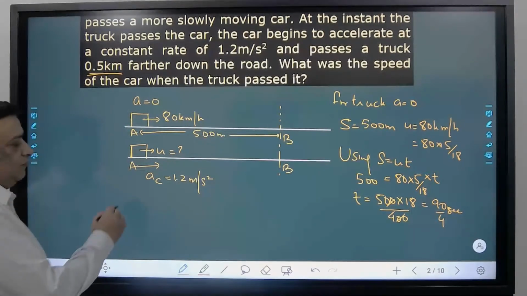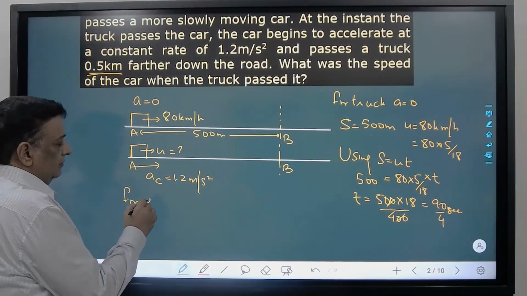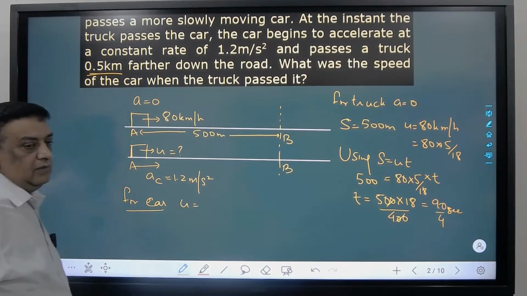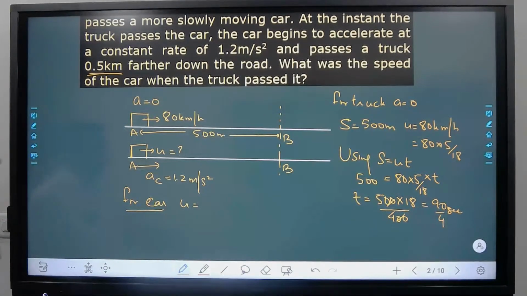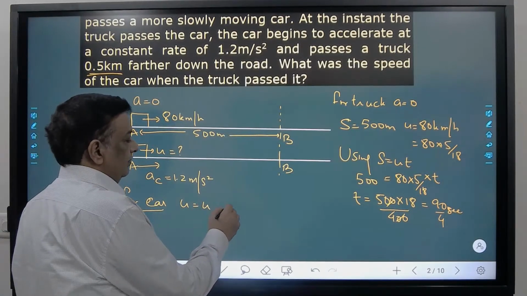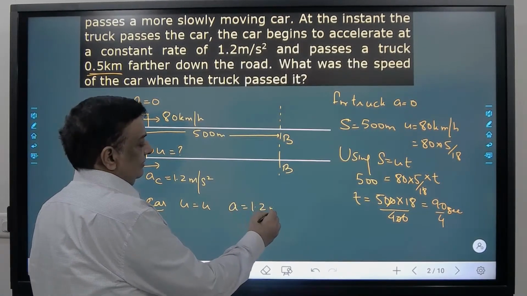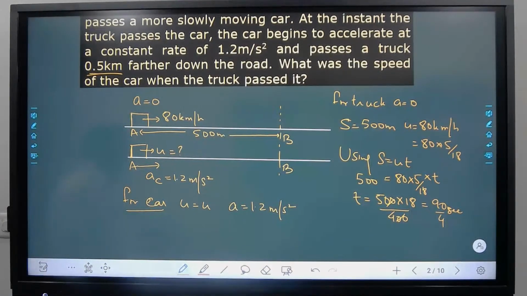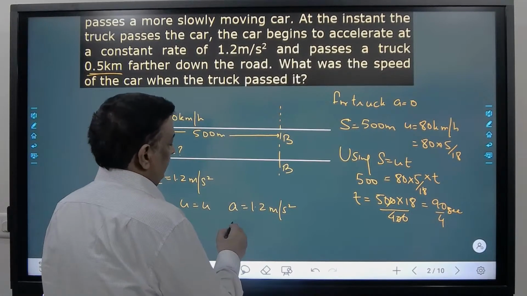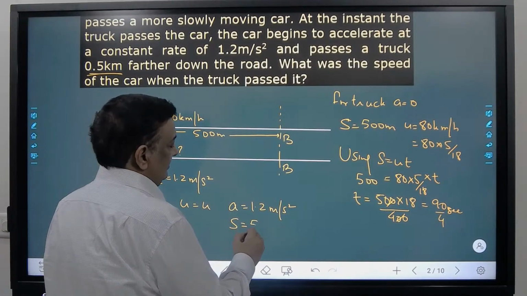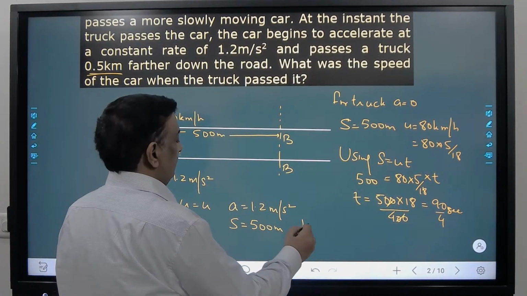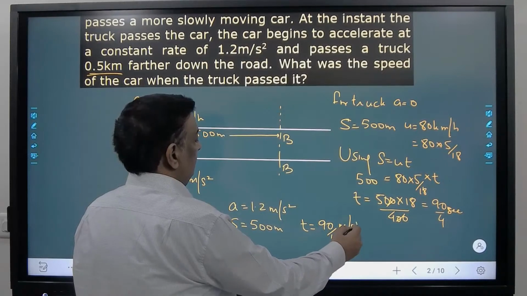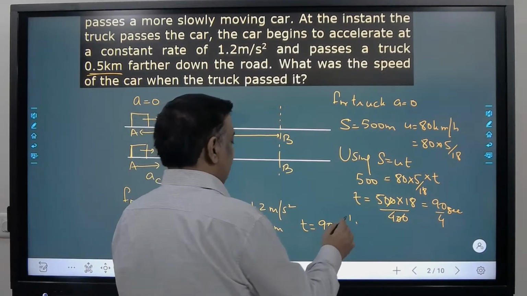If you write equation for car, u is equals to unknown. Acceleration is 1.2 meter per second square. Distance traveled is 500 and time is 90 by 4 seconds.